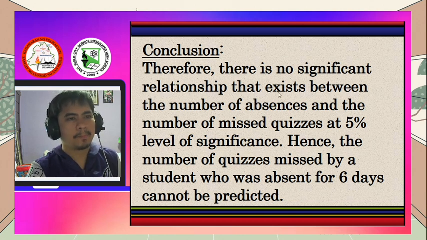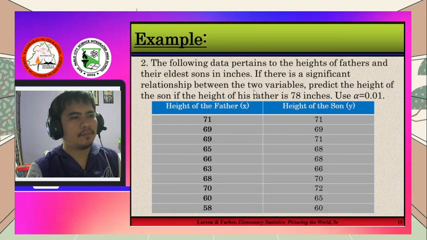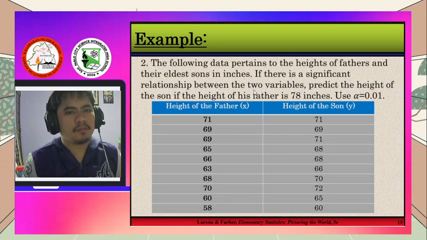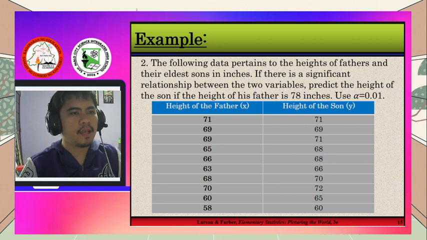Okay? Let us have another example. The following data pertains to the heights of fathers and their eldest sons in inches. If there is a significant relationship between the two variables, predict the height of the son if the height of his father is 78 inches. Use an alpha level of 0.01. Okay? So we have the height of the father and the height of the son. And our sample size here is equal to 10.